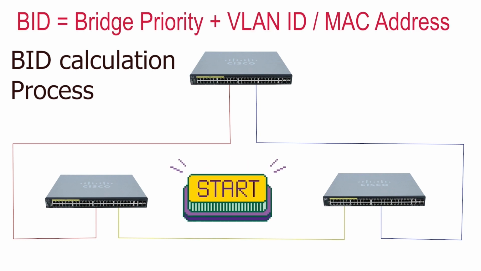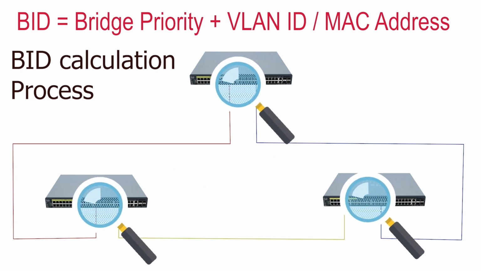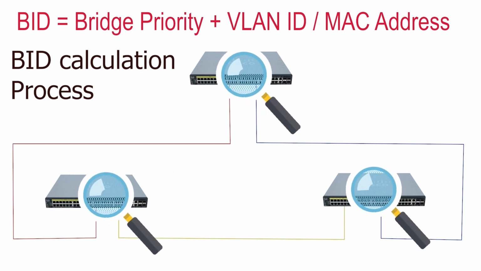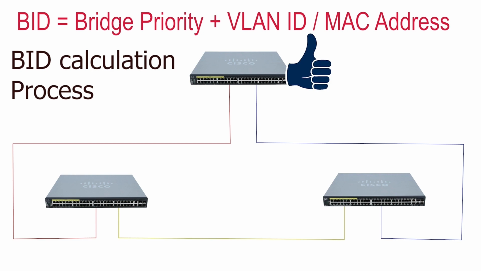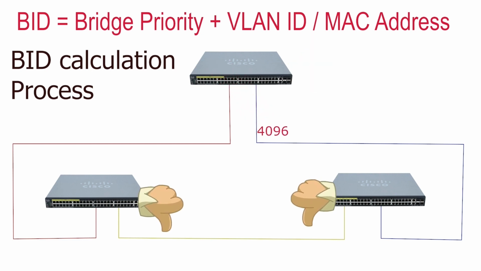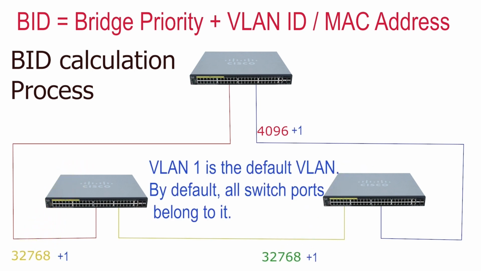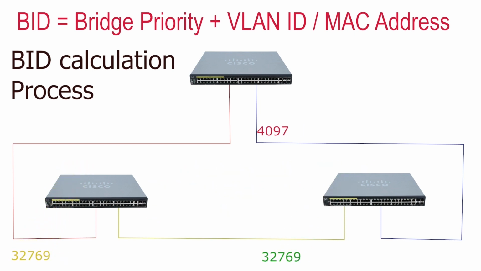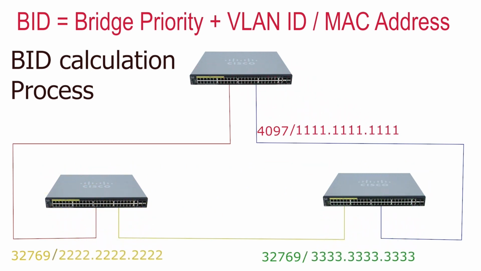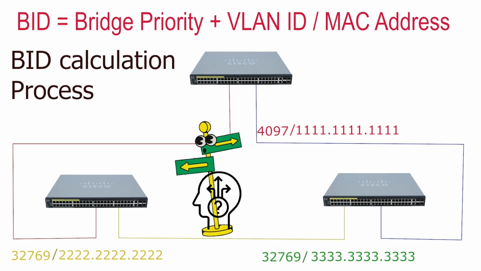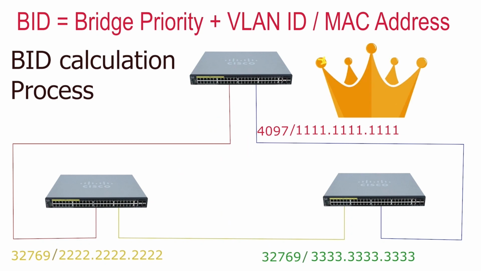When we start a switch, it checks the running configuration for a custom bridge priority. If the custom priority value is set, it uses the configured value. If the custom priority value is not set, it uses the default priority value. It adds the VLAN ID to the priority value. It uses the switch's MAC address with the calculated priority value. After selecting a bridge ID for every VLAN on every switch, it compares all bridge IDs within each VLAN and selects the lowest bridge ID as the root bridge ID.